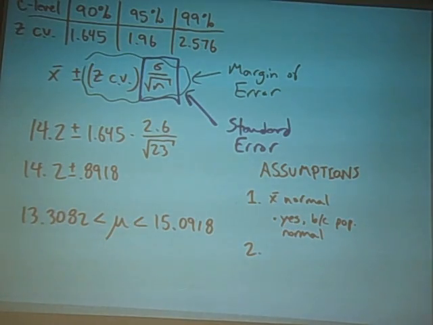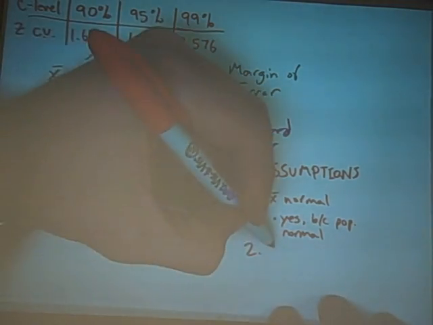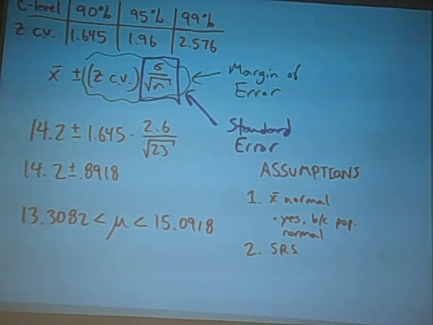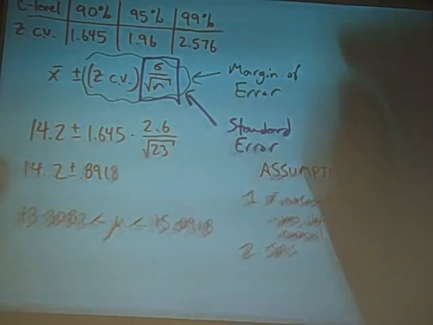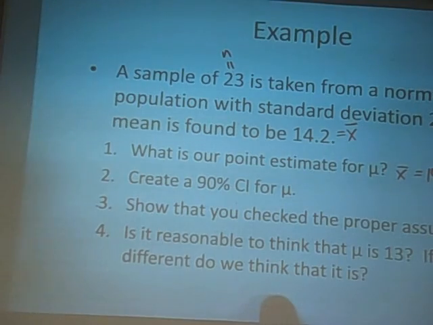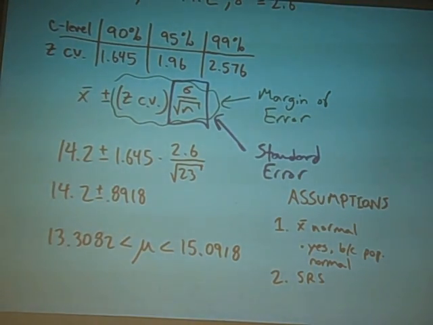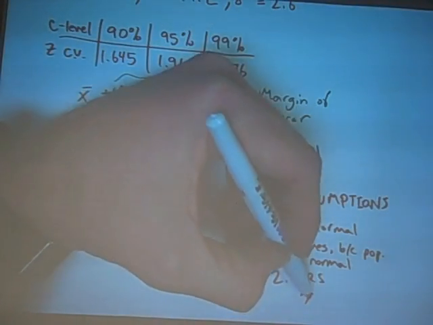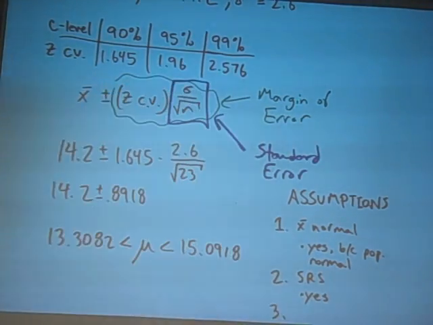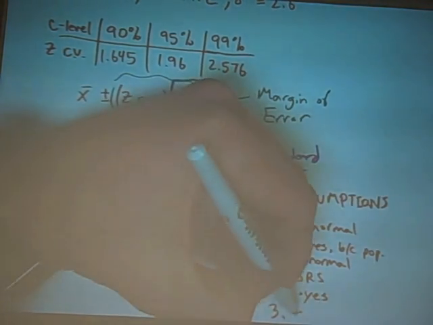Was SRS the next one I had? Did I say that in the problem? I just said a sample of 23 is taken. I should have said a simple random sample. So let's pretend that I said that. Let's go back, we can modify this. And in a lot of these I should have said SRS. There we go, it says SRS now. In reality, if somebody's taken something that's not a simple random sample, you have to do something else, possibly. All right, and number 3, sigma known.